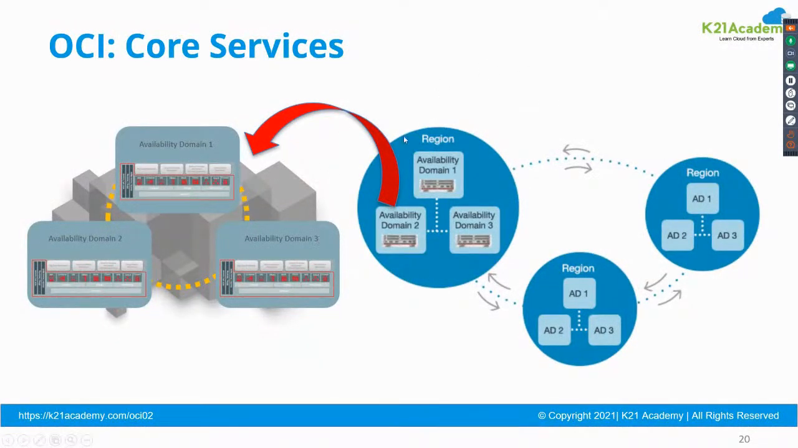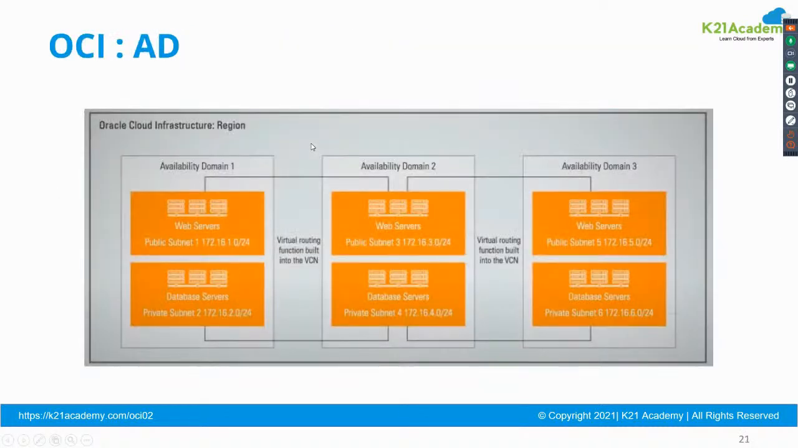So if I say this is my region, if I take a closer look, a region has the availability domains within it. Each availability domain is basically one data center. So a region can have 1 or a maximum of 3 data centers as of now. And if there are 3 data centers, they are all interconnected with each other.